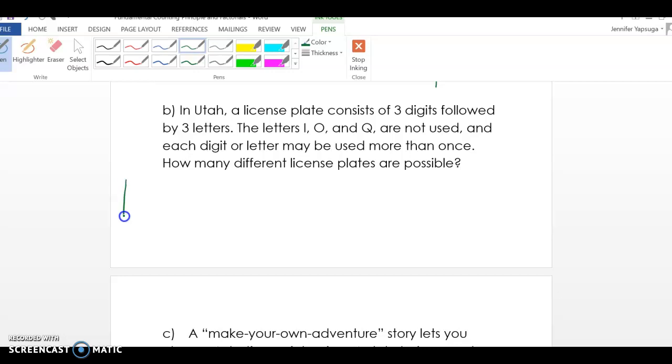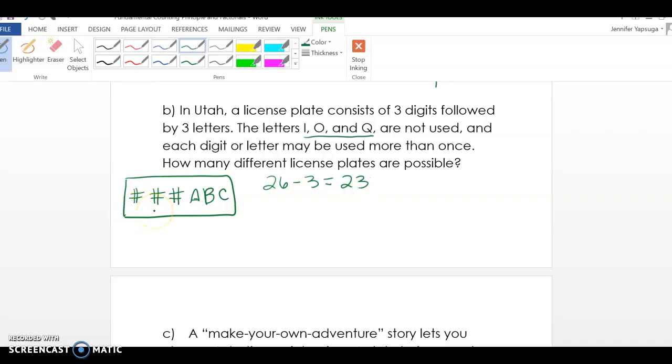If you can envision this license plate, they're telling us that we can have 3 digits, and then we can have 3 letters after it. I'm just going to use A, B, and C just to show that. So basically we have 6 slots available for either a number or for a letter. Remember that they tell us that I, O, and Q cannot be used. We know there are 26 letters in the alphabet, but we can't use I, O, and Q. So that leaves us with only 23 letters that can be used.